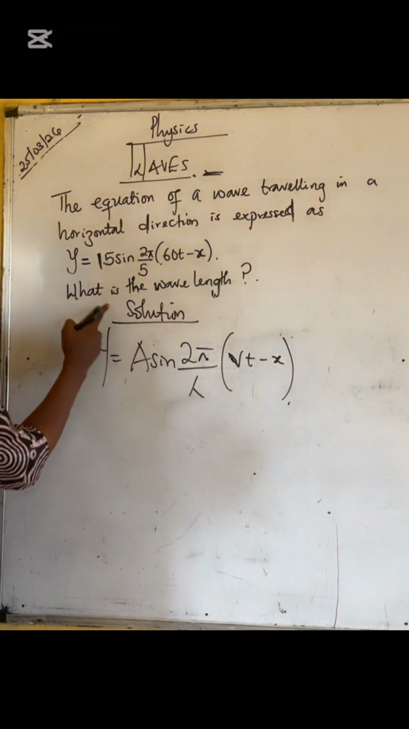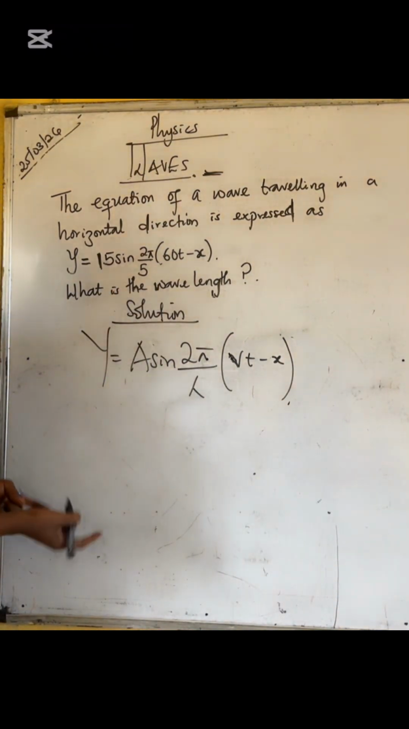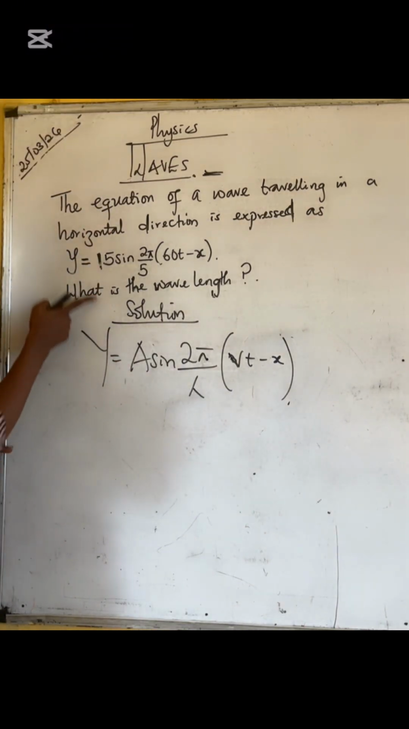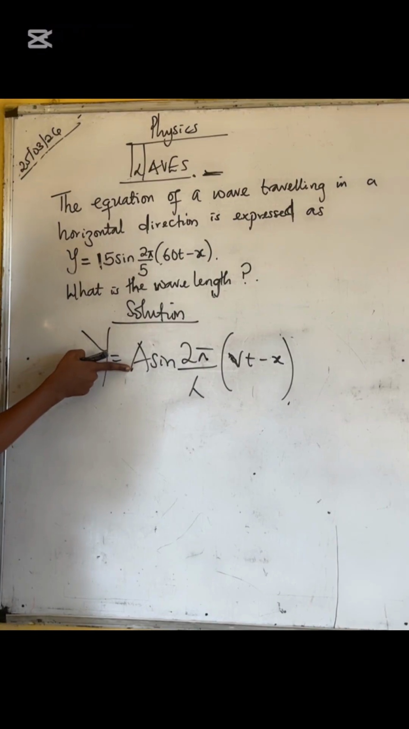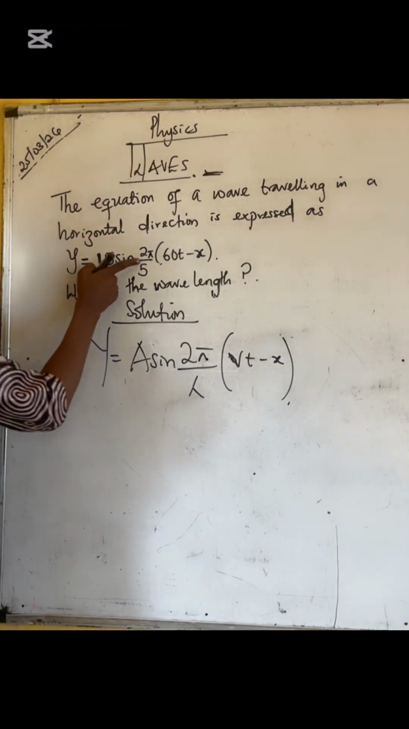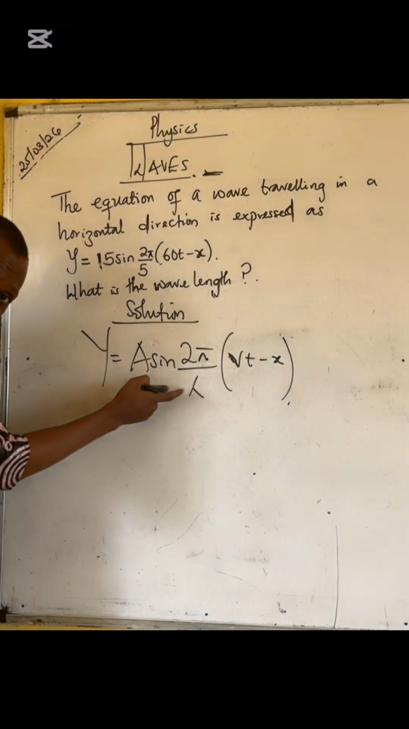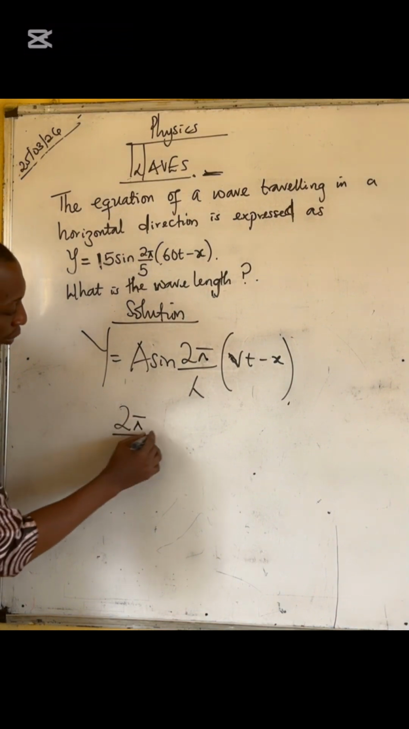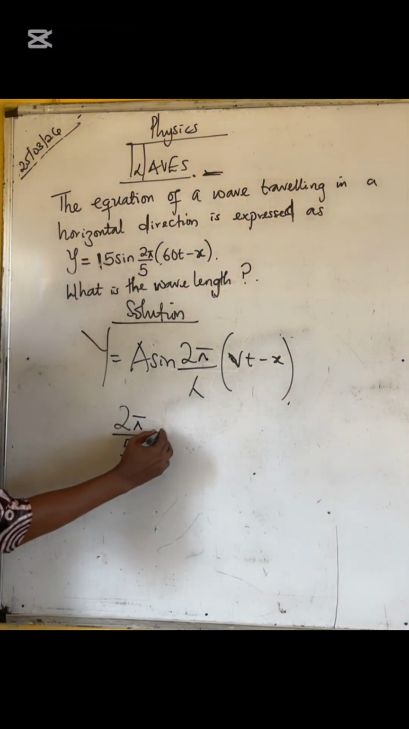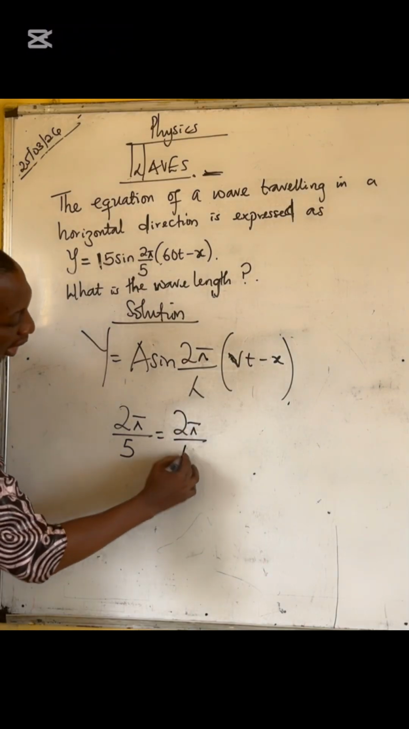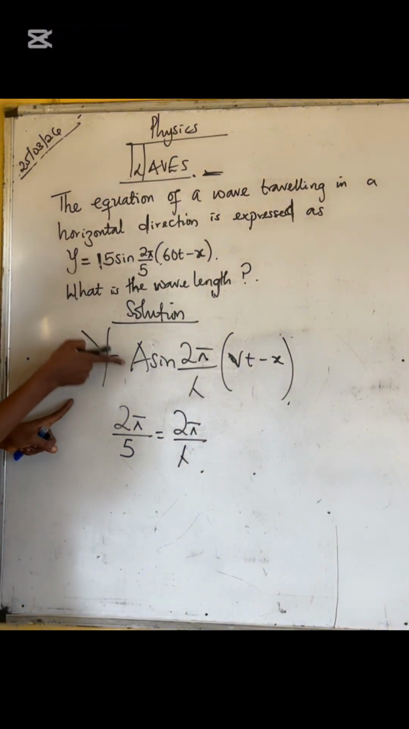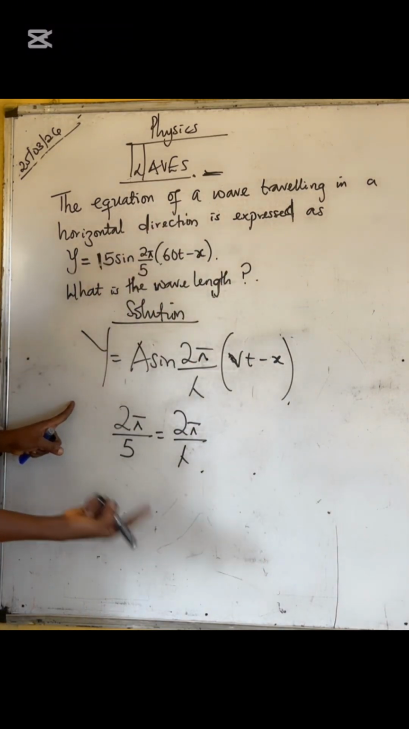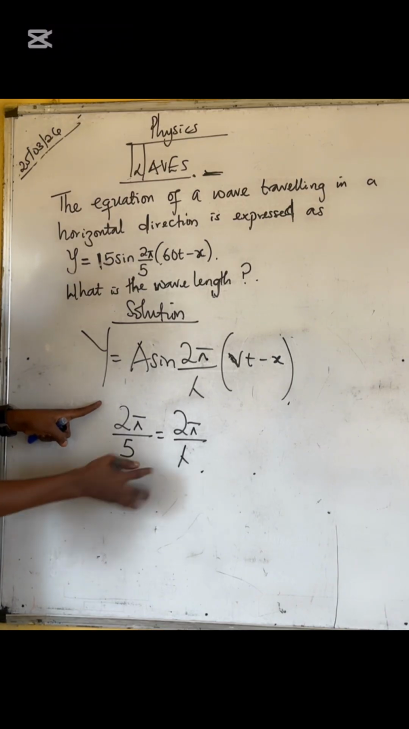Now to get the wavelength, let's compare. First of all, A is 15, that is my amplitude. So you have been given the maximum displacement from the position of rest of this particular wave. The next thing I need to get is this λ. So by comparison, 2π over 5 is equal to 2π over λ. Compare A to A, y to y, sine to sine, this one to this one. From here, I need to get λ.